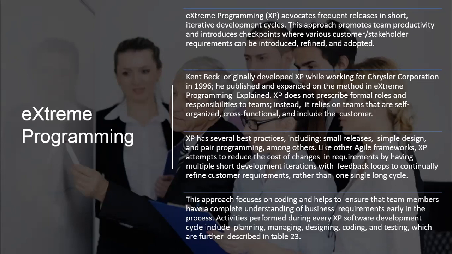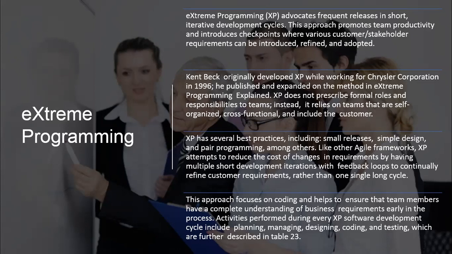Like other Agile frameworks, XP attempts to reduce the cost of changes and requirements by having multiple short development iterations with feedback loops to continually refine customer requirements rather than one single long cycle. This approach focuses on coding and helps to ensure that team members have a complete understanding of business requirements early in the process. Activities performed during every XP software development cycle include planning, managing, designing, coding, and testing, which are further described in Table 23.